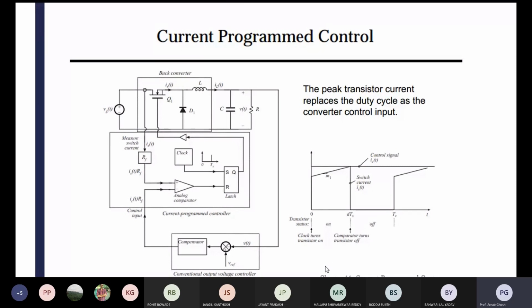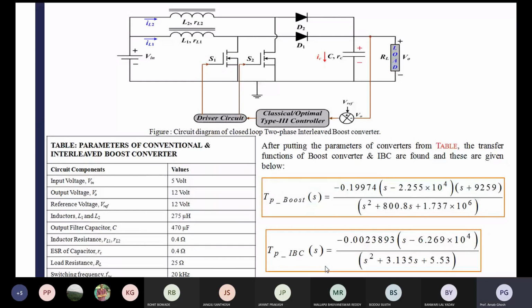Some portion I have not yet discussed, that is current mode control. If you see my previous slides, you can understand that the controller is situated after the difference between the reference voltage and the output voltage. You get the error, that error is the input of the controller, and the controller output is put in the driver side. So this is basically voltage mode control.